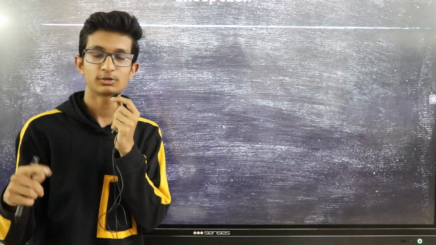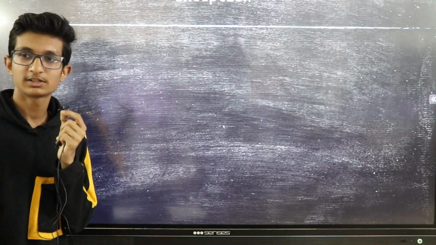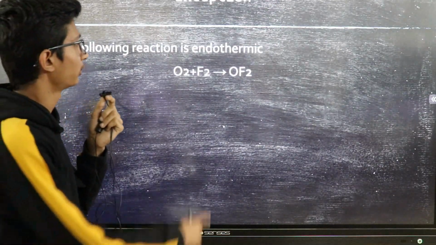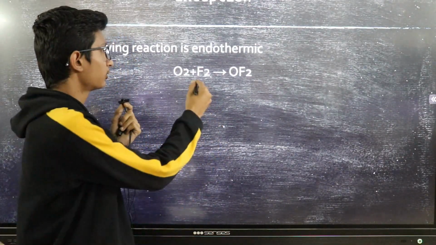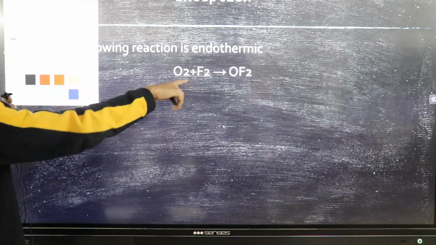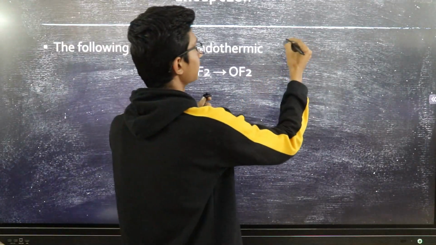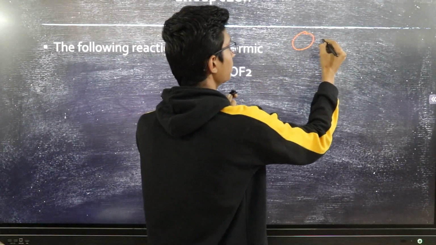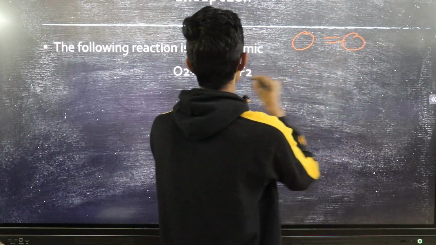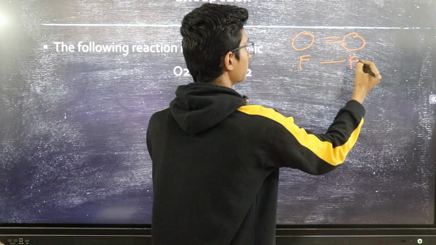Now, an exception. I was told that heat of combustion is always exothermic, but in this case it is endothermic, where oxygen combines with fluorine. When fluorine is oxidized, it forms OF2. So we can see that O2 has an O double bond O, and F2 has an F single bond F.